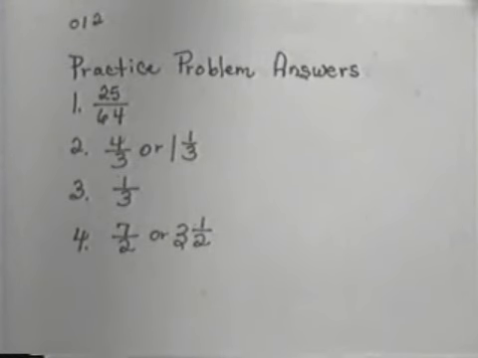The practice problem answers: number 1, 25/64. Number 2, 4/3 or 1 1/3. Number 3, 1/3. Number 4, 7/2 or 3 1/2. Stop the tape and get help if your answers do not agree. Our lesson on multiplying and dividing fractions.